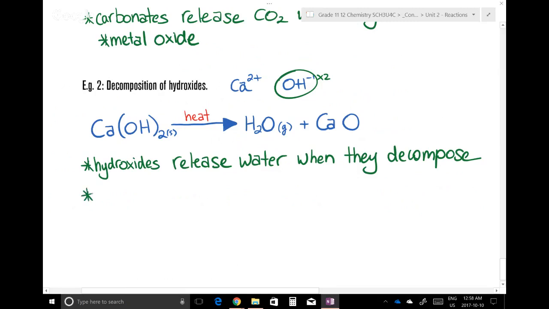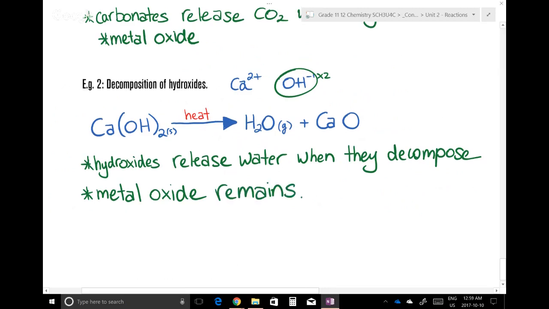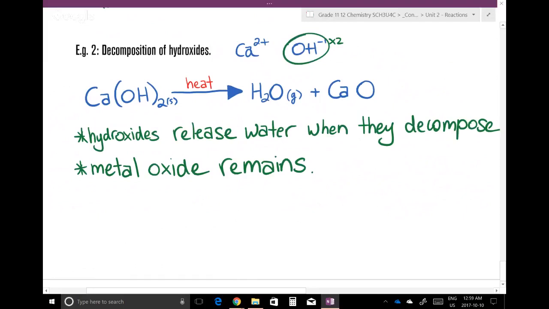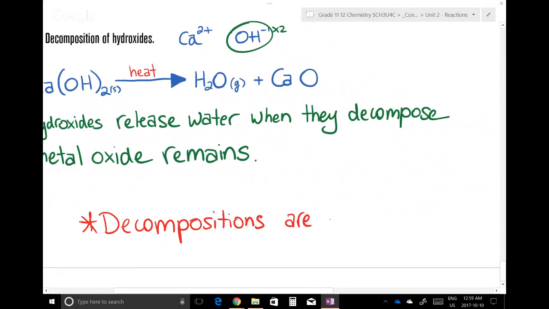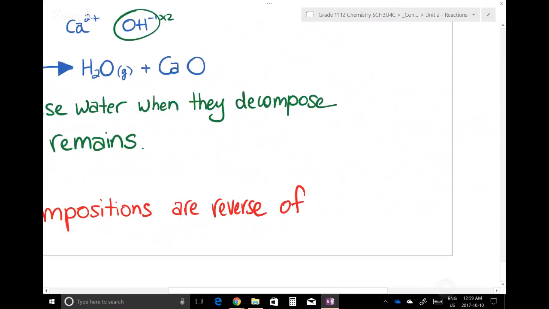And again, a metal oxide remains. Now, the really keen amongst you will note that this is just the reverse of reacting a metal oxide with water and getting a hydroxide. And that is a good thing to note: decompositions are synthesis reactions in reverse.